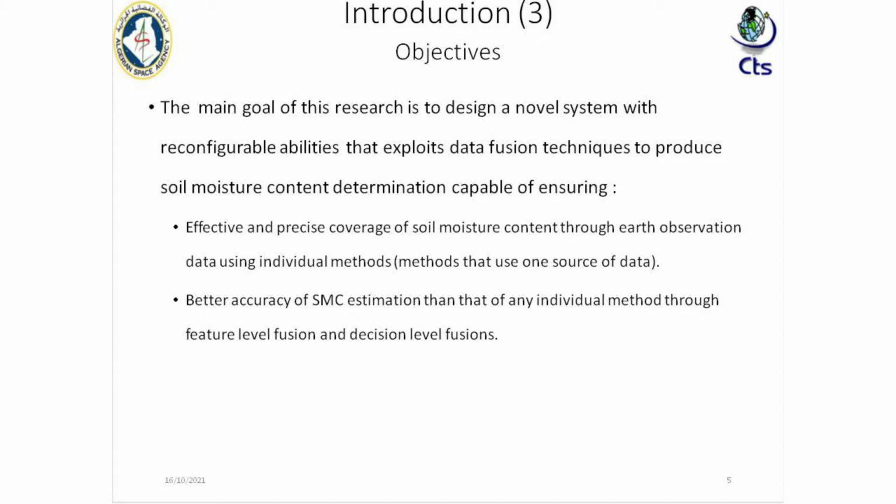The main objective behind this research is to design a system that is capable of effective and precise estimation of soil moisture, using at least 1 sensor, and to achieve better accuracy through data fusion techniques by fusing these estimations through multiple levels of data fusion, feature level fusion and decision level fusion.